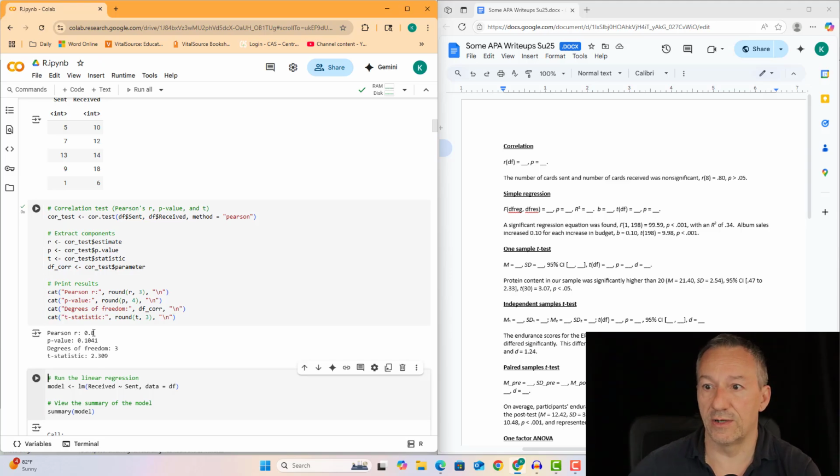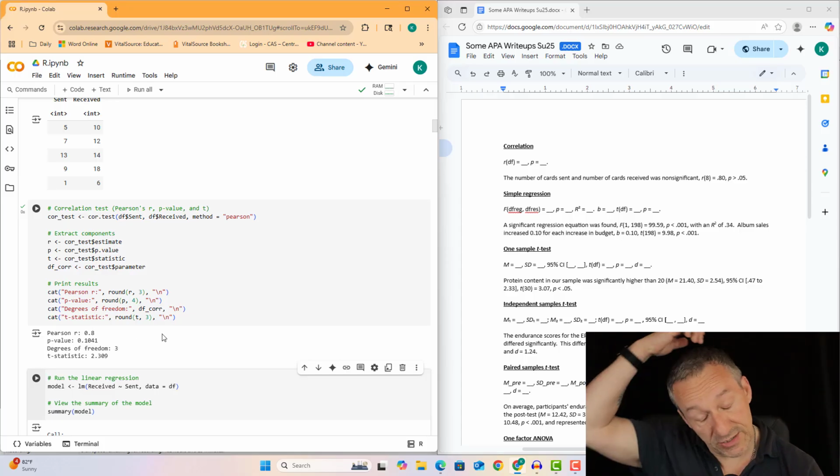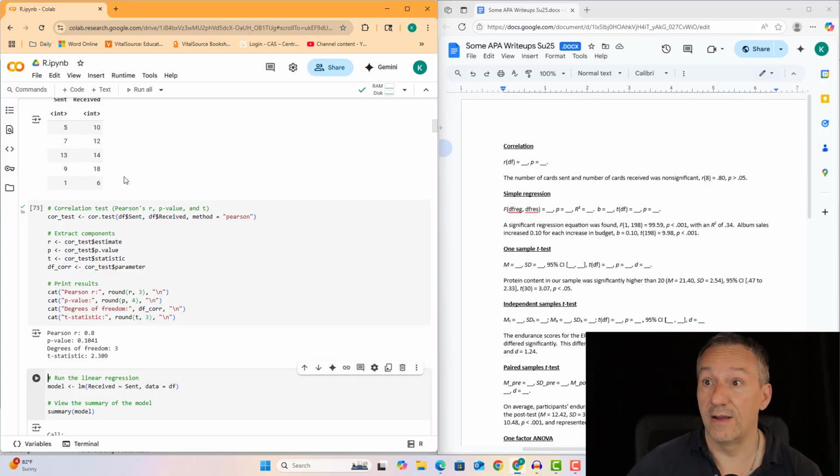It gives us our Pearson's R that we're looking for, 0.8. P-value is 0.10. Degrees of freedom is 3. For correlation, it's going to be n minus 2. And we have 5. You can see 1, 2, 3, 4, 5. There's 2 of those, or one number from each column, that's not free to vary. So n minus 2 gives us the 3. Our t statistic is at 2.31. Pretty high R, but it's not significant.